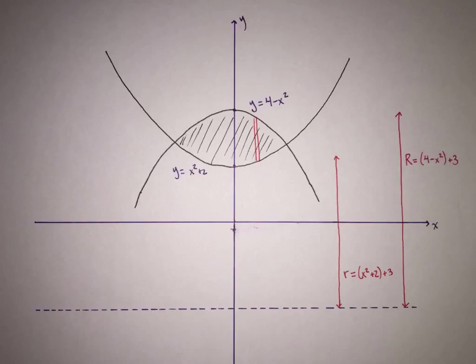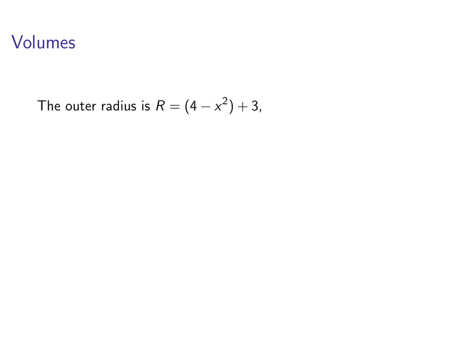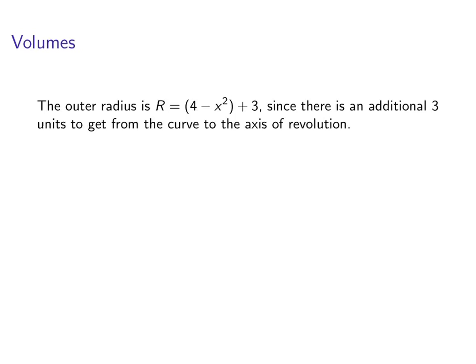So when you decide to slice it like this, the boundary of that slice that's closest to the axis is the inner radius, and the one that's farthest is the outer radius. Alright, so the outer radius is 4 minus x squared plus 3. That's because there's an additional 3 units to get from the curve to the axis of revolution. This portion of it is a y distance that takes you from the curve down to the horizontal axis, and then you have to go an additional 3 units to get down to the axis of revolution.